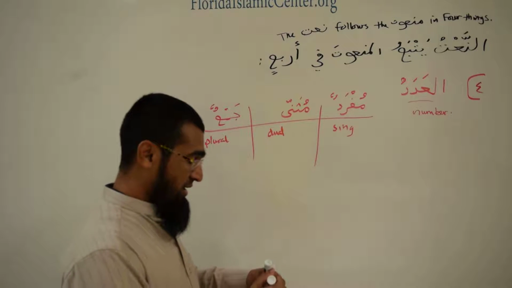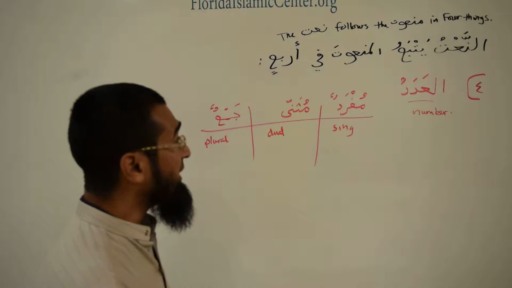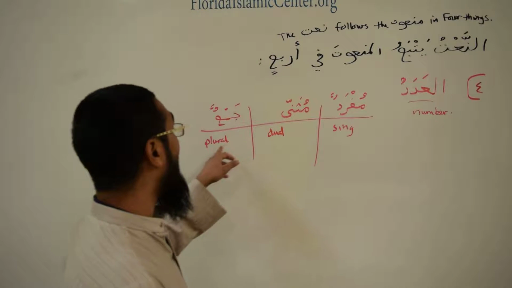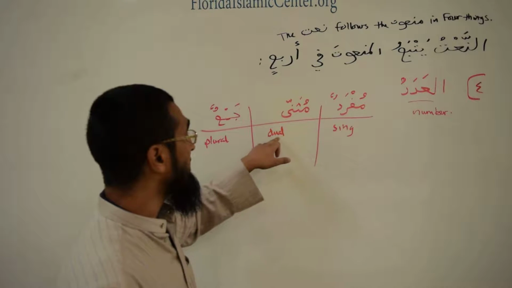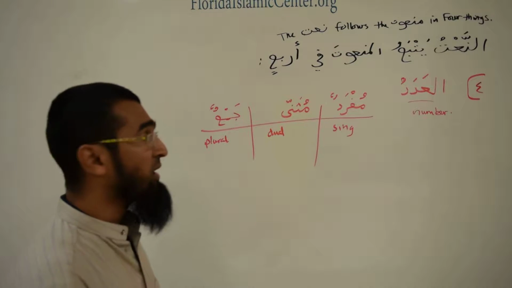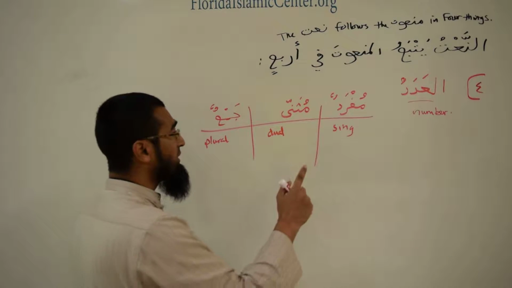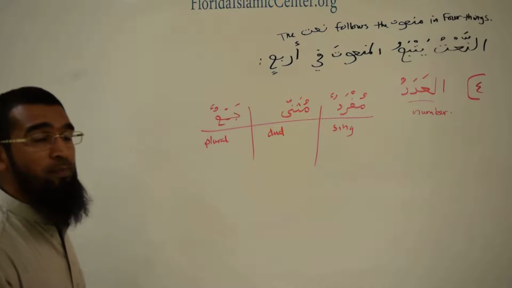Meaning that, like in English, we have singular and plural. In Arabic, we have singular, dual, and plural. We have the singular, the mufrad, the dual, which is the muthanna, and the plural, which is the jam. The singular is one, the dual is two, and the plural is three or more.